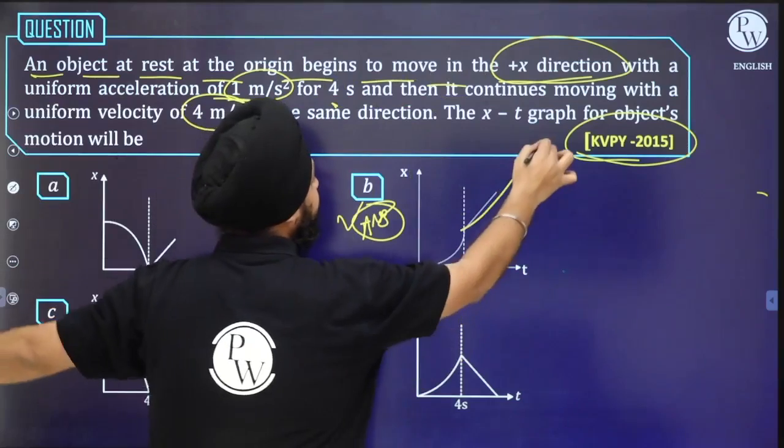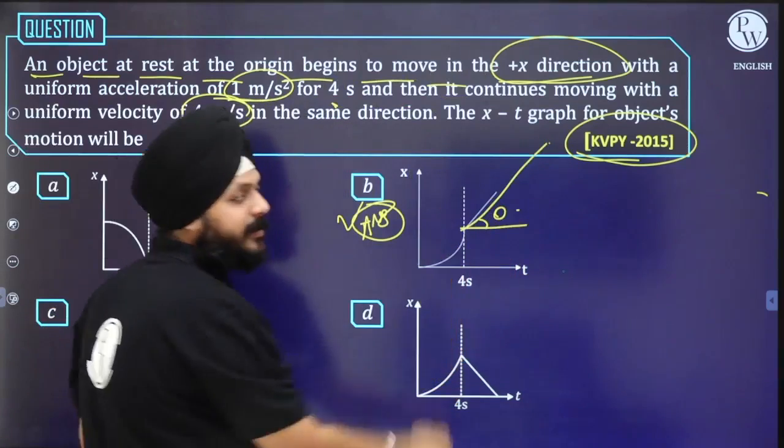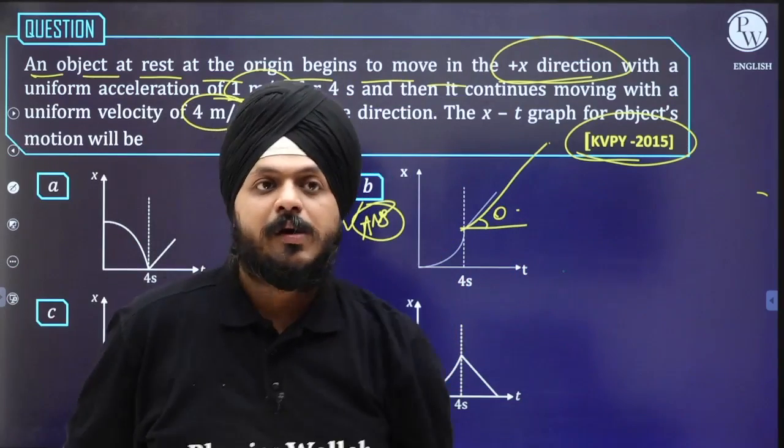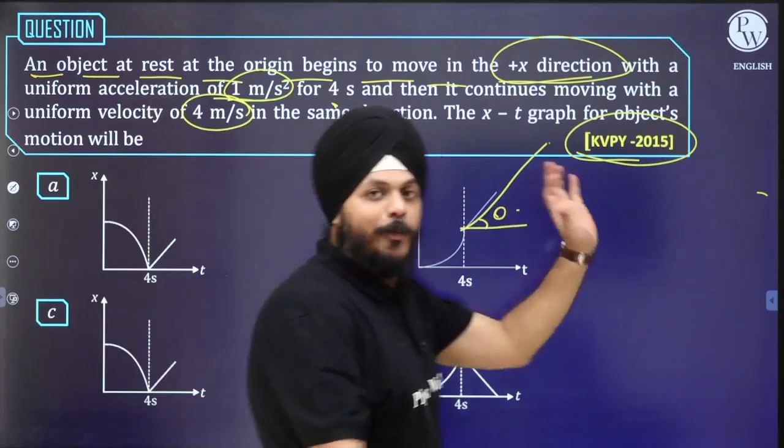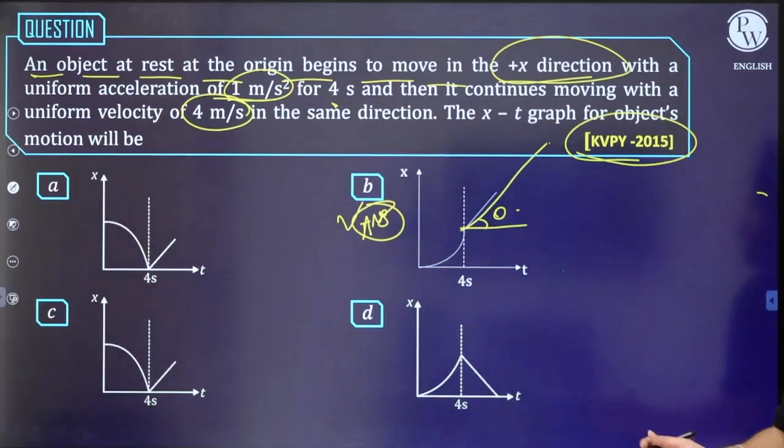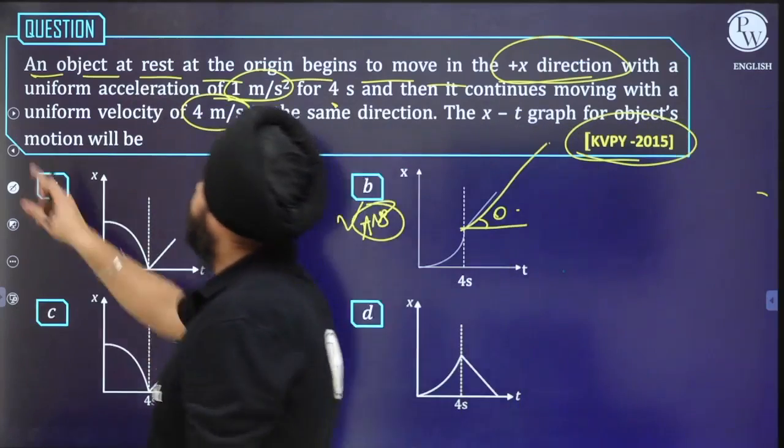And here the velocity is continuously increasing with respect to time. That's why we selected this graph. The slope is positive, completely positive. Okay, now let's move forward to the next question.